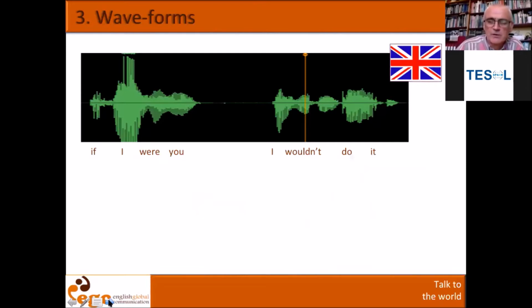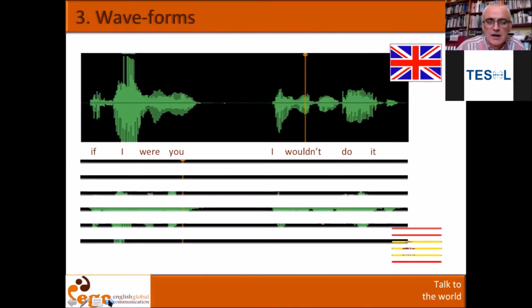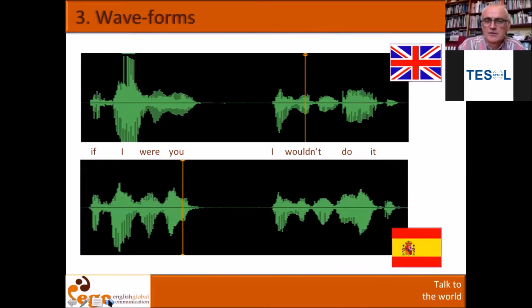And then when I got a student to say this, because they were Spanish, they said, if I were you, I wouldn't do it. And this came up, and you can see the waveform is quite different. And they can see it's quite different. And you can draw their attention to how strong the range is on the I in my English compared to their Spanish influenced version of the same phrase. So this I actually did find useful.